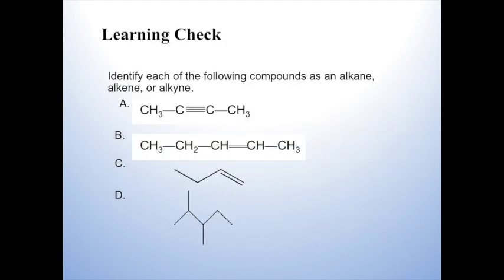So, real quick set of examples. Identify each of the following compounds as an alkane, alkene, or alkyne. So A has a carbon-carbon triple bond, which means that it's an alkyne. B has a carbon-carbon double bond here, which means that it's an alkene.